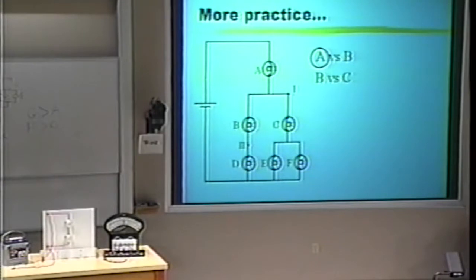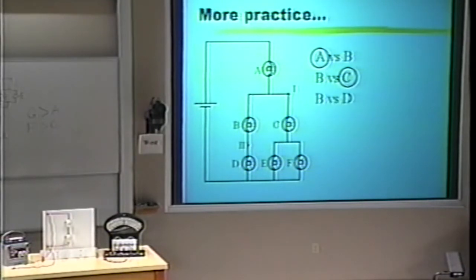B and C, which is brighter? Shout it out. C. That's because C is on the path of least resistance. Current favors the path of least resistance. Current doesn't choose the path of least resistance. It favors the path of least resistance. I think that's easy to say, don't you?